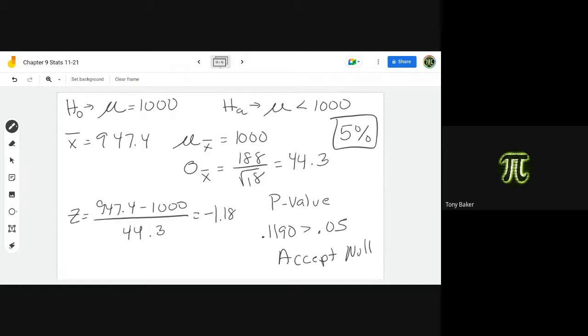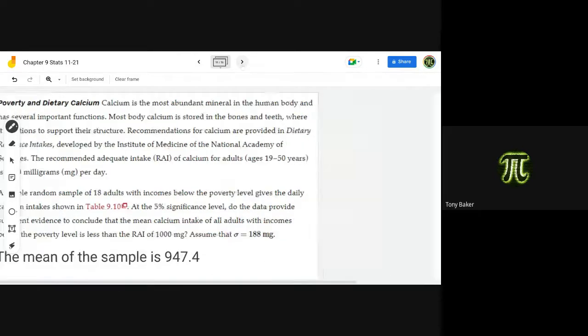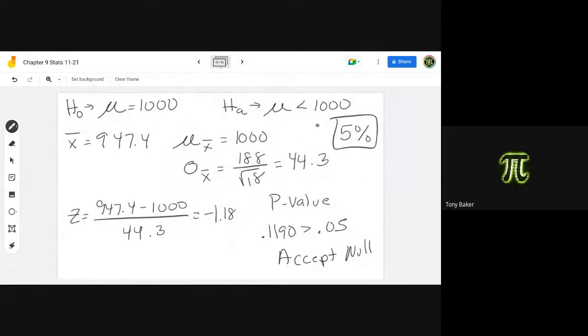All right. My null hypothesis was that the mean is 1,000. My alternate hypothesis, since they were asking us to show that people below the poverty line have a mean less than that, is that the mean is less than 1,000.